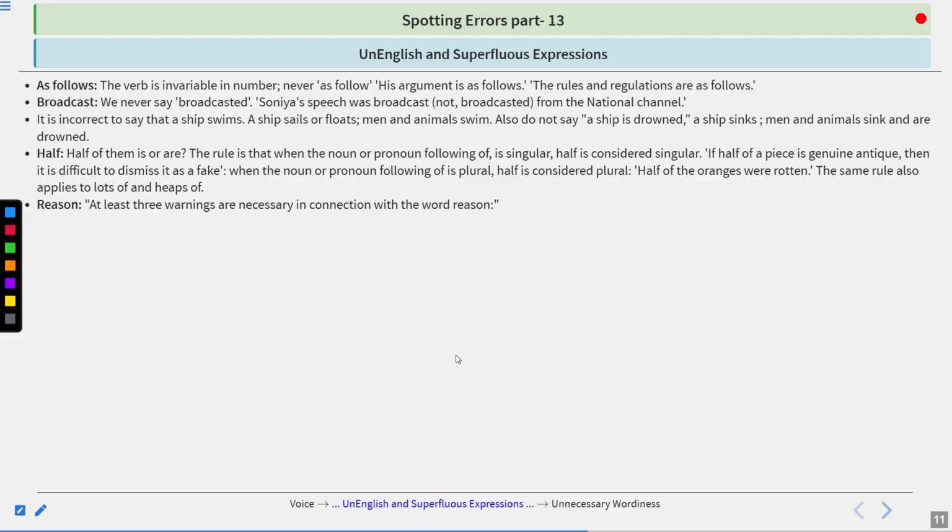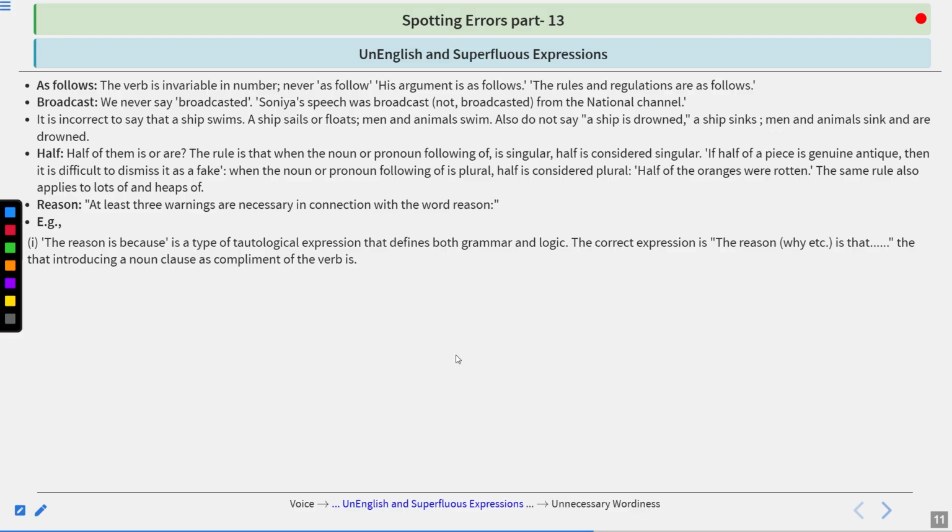Let's move to "reason." At least three warnings are necessary in connection with the word reason. Example: "The reason is because" is a type of tautological expression that offends both grammar and logic. The correct expression is "the reason why," etc. is that, with "that" introducing a noun clause as complement of the verb is. So the correct construction is "the reason is that," not "the reason is because."